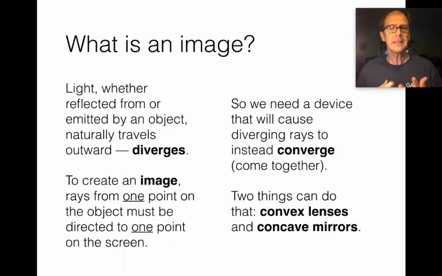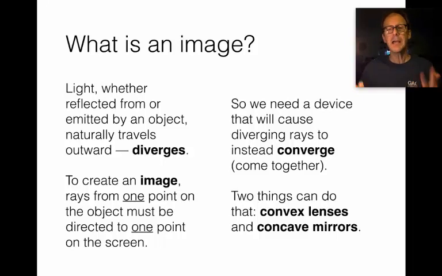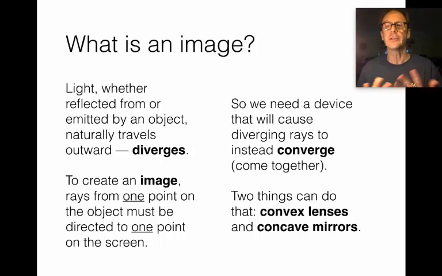So to create an image, we need to have light rays from one point on the object go to one point on the screen, and light from a different spot on the object go to a different spot on the screen. So we need some kind of a device that will cause diverging rays to instead converge or come together. And there are 2 things that will do that: convex lenses and concave mirrors.